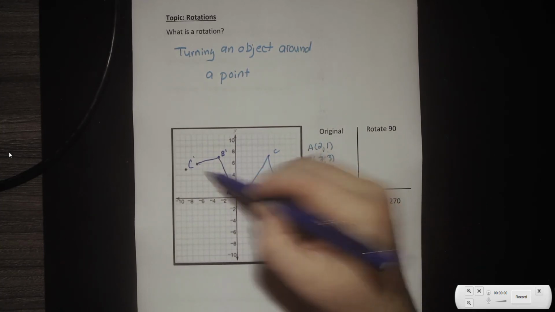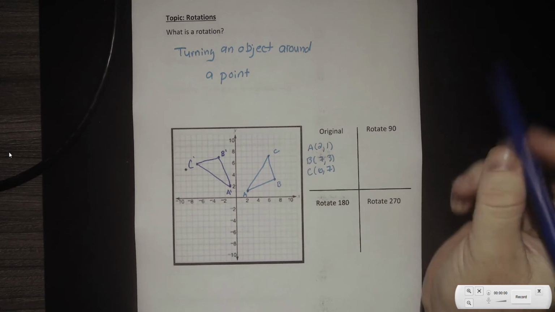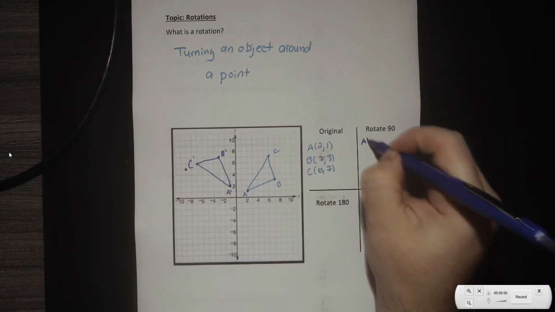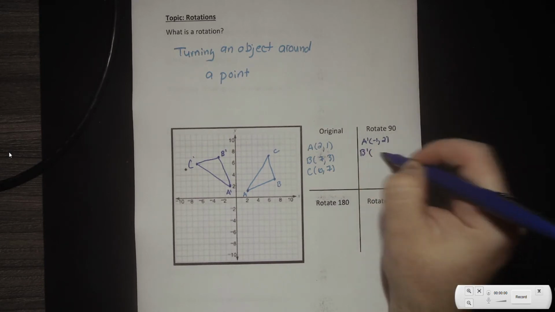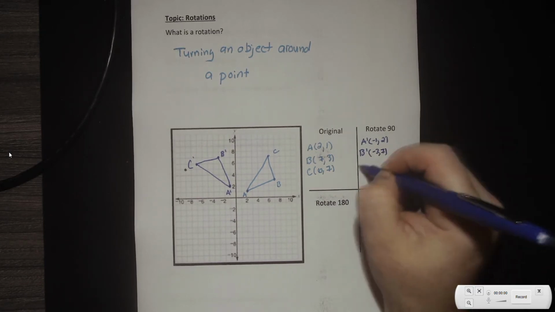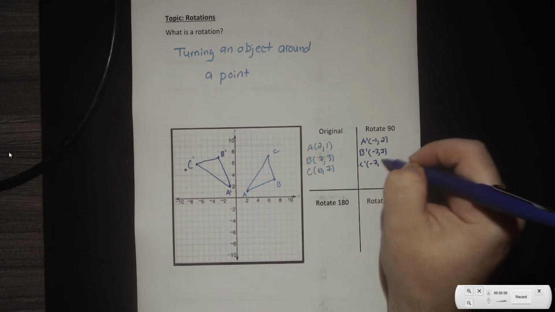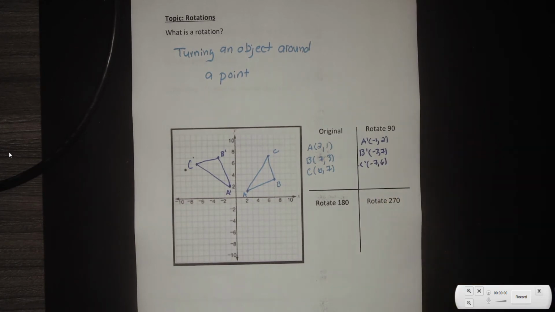So once again, it's going to look like this. And so I'm going to get A prime to be (-1, 2). B prime is going to be (-3, 7). And C prime is going to be (-7, 6). So normally I would stand and discuss what the rule is right here and now. But I'm actually going to do all the rotations first. And then I'm going to discuss what the rule is.